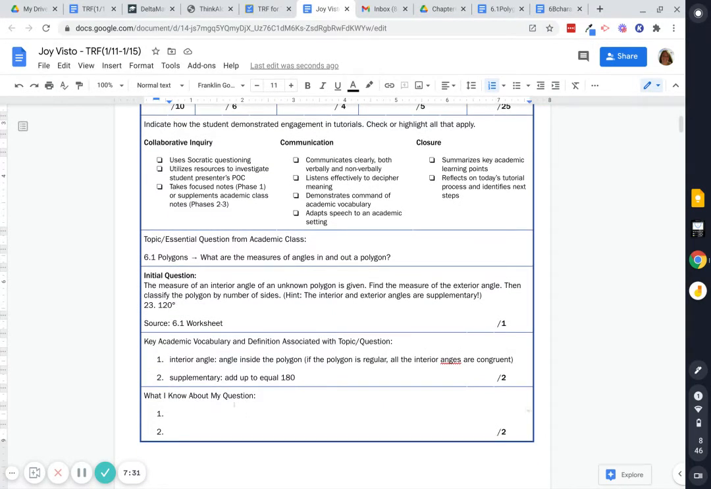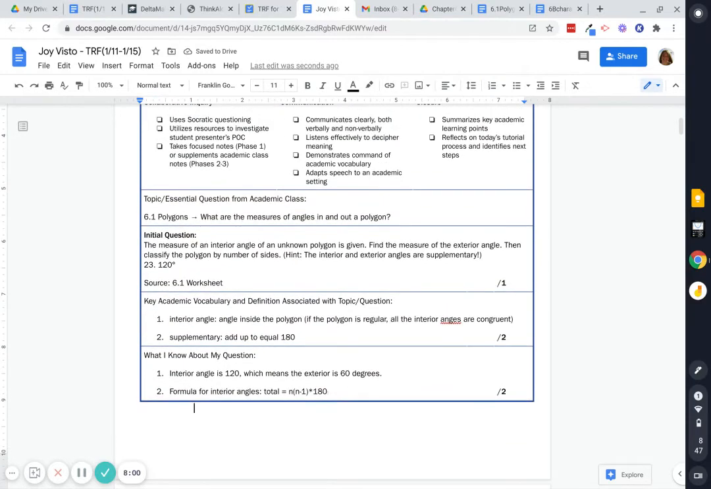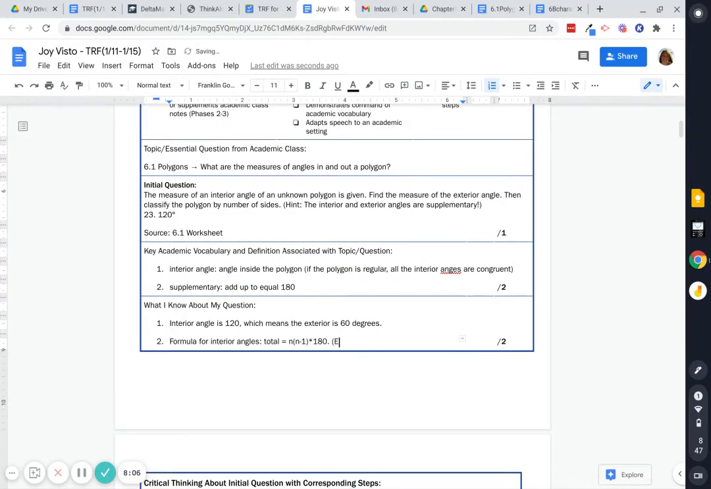What do I know? I know that the interior angle is 120 degrees, which means the exterior is 60 degrees. I know there's a formula for interior angles, which says n times n minus 1 times 180 will give me the total. And then that might be all I know for now, but I might add exterior angles always add to 360.